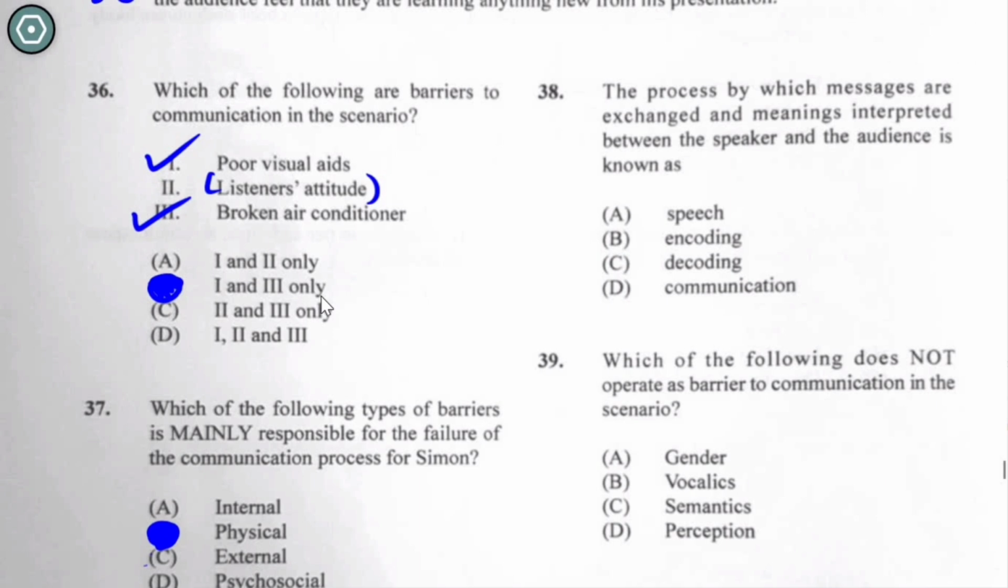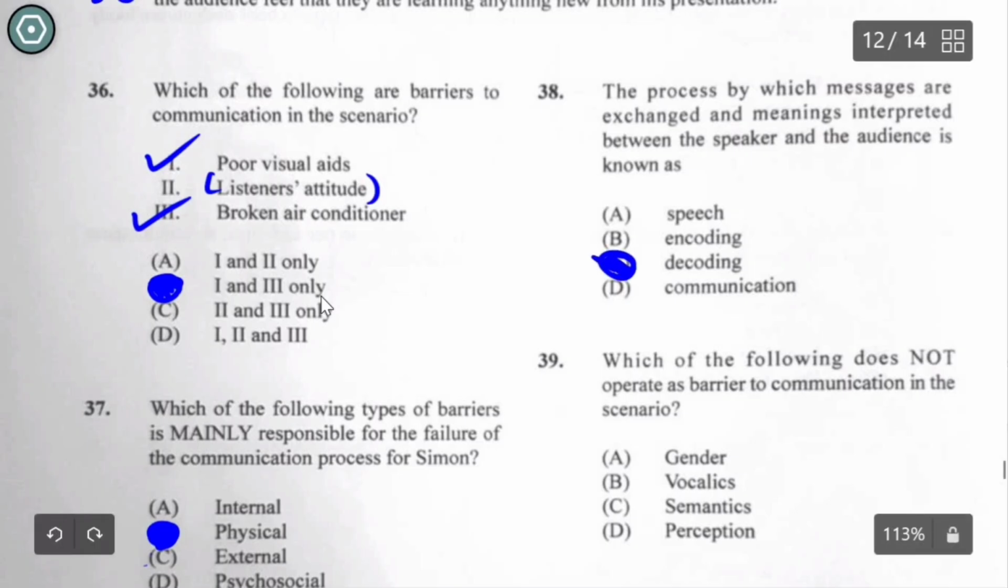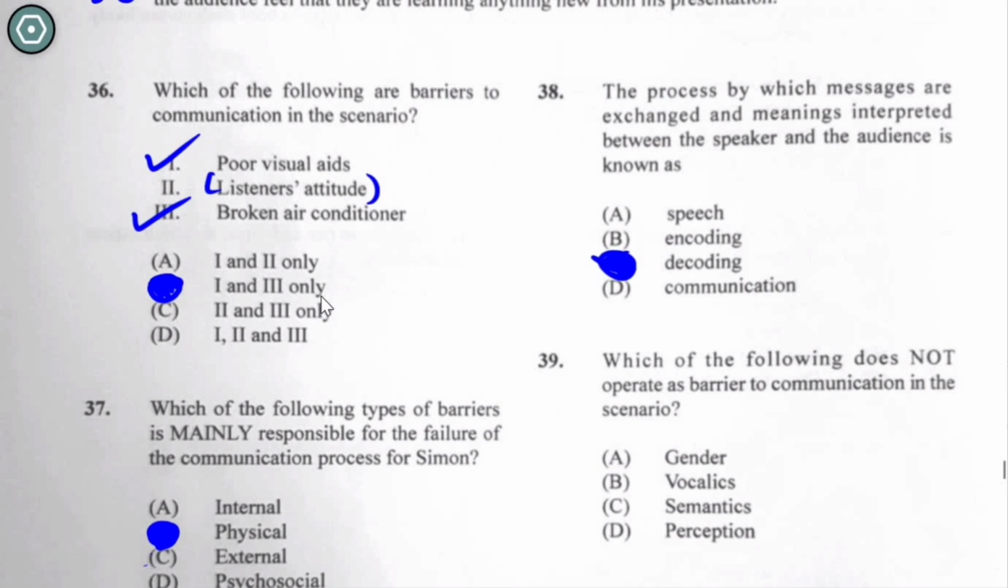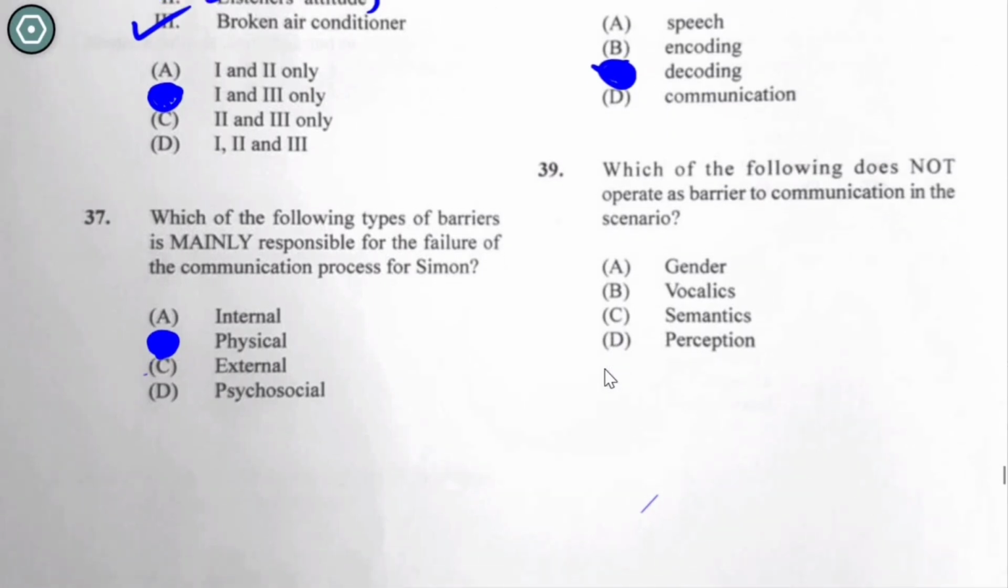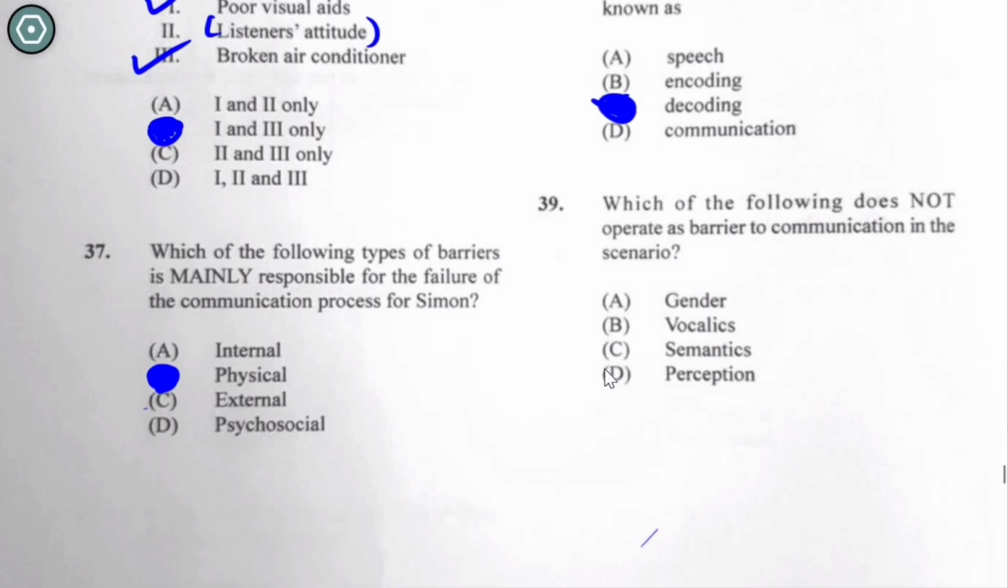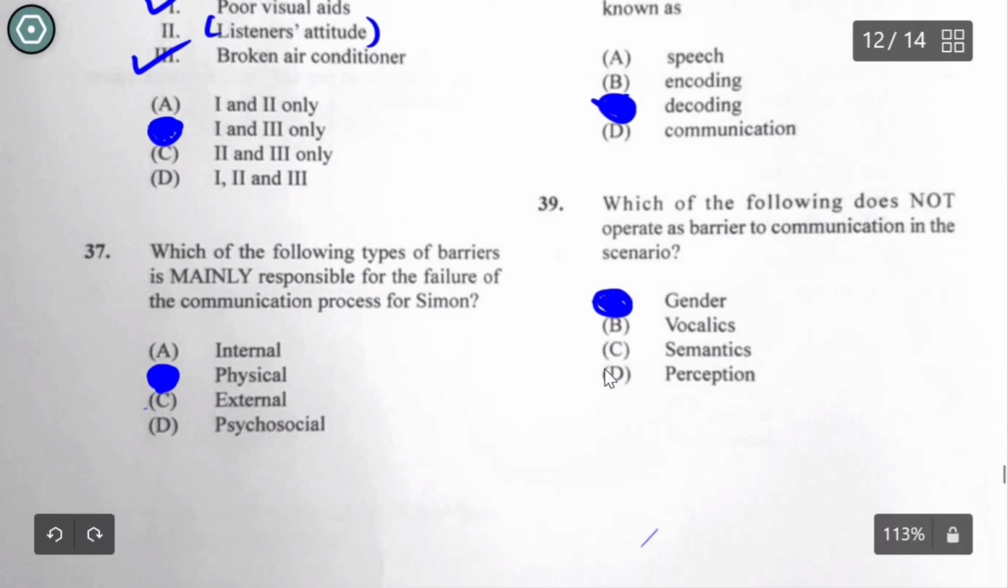38. I don't really like that question because physical noise is external noise. It is, yeah. But anyway, the process by which messages are exchanged and meanings interpreted between the speaker and the audience is decoding. So the message being received only describes the process where the message is being received. So decoding. Which of the following does not operate as a barrier to communication in this scenario? Semantics, perception, vocalics, gender. I don't matter.